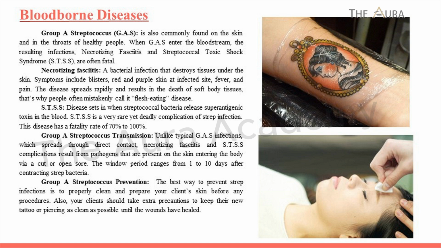Group A Streptococcus prevention. The best way to prevent strep infections is to properly clean and prepare your client's skin before any procedures. Also, your clients should take extra precautions to keep their new tattoo or piercing as clean as possible until the wounds have healed.